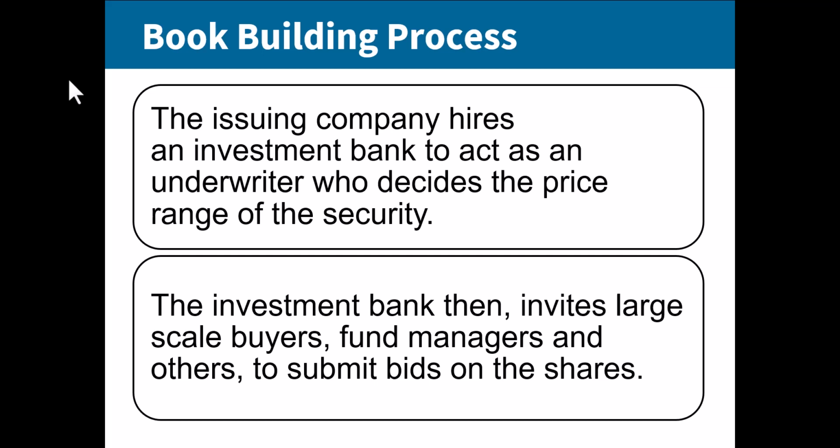Okay. Now, the issuing company hires an investment bank to act as an underwriter who decides the price range of the security. Now, the merchant banker or the investment banker is going to decide what should be the range of the price. Okay. It should be between, say, 100 to.